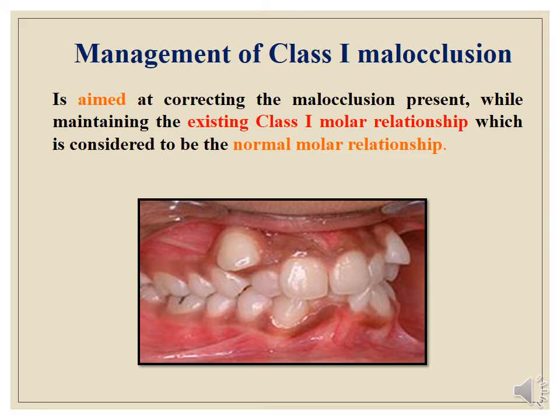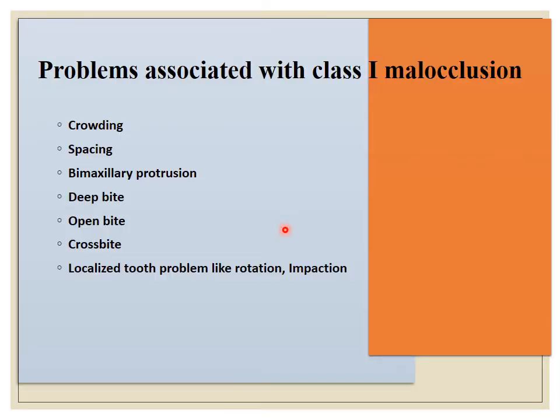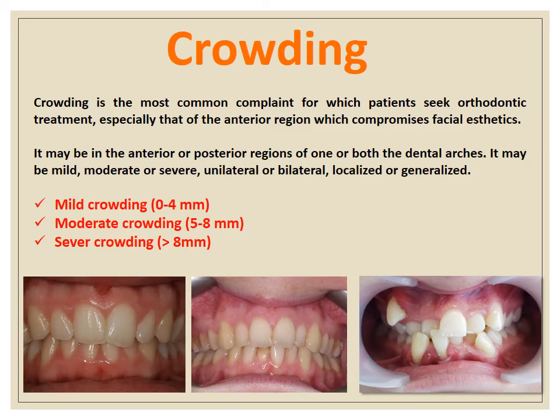It is important. The problems commonly associated with class 1 malocclusion are crowding, spacing, or vertical discrepancies like deep bite, open bite, cross bite, or localized teeth problems like rotation and impaction. In this lecture, we are going to discuss crowding and spacing, and we are going to leave the other types of problems because they will be discussed separately and in detail in other lectures.